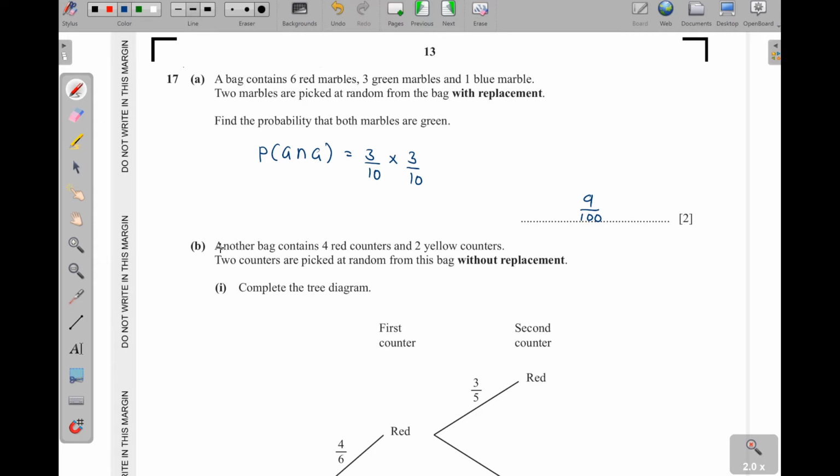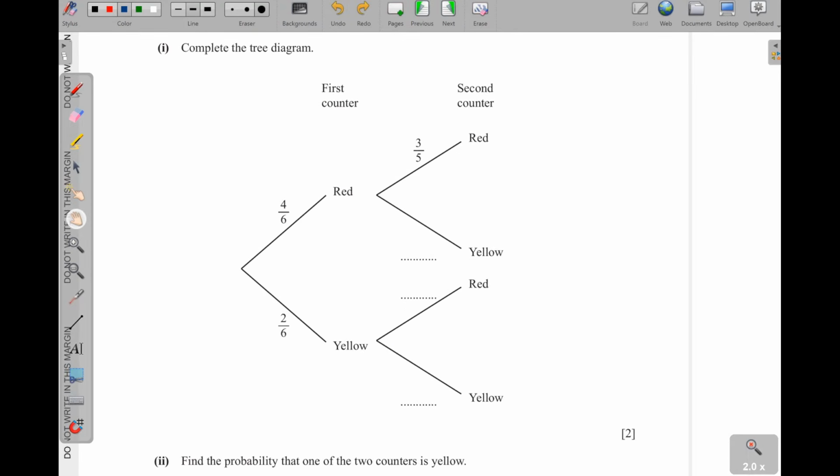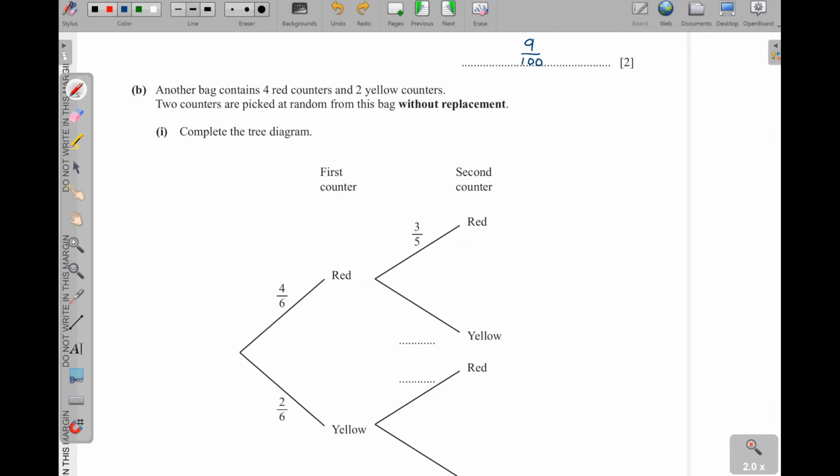Okay. Then part B, another bag contains 4 red counters and 2 yellow counters. 2 counters are picked at random from this bag without replacement. Complete the tree diagram. Remember, here the totals are going to be reducing. So let's say here they are picking the first counter. Every time you are picking, you are either picking red or yellow, because those are the ones that we have in the bag. Okay. Now, how many red counters do we have? 4. Out of the total 4 plus 2, that will be a 6. So that's why you are seeing here 4 out of 6. And then this one is 2 out of 6.